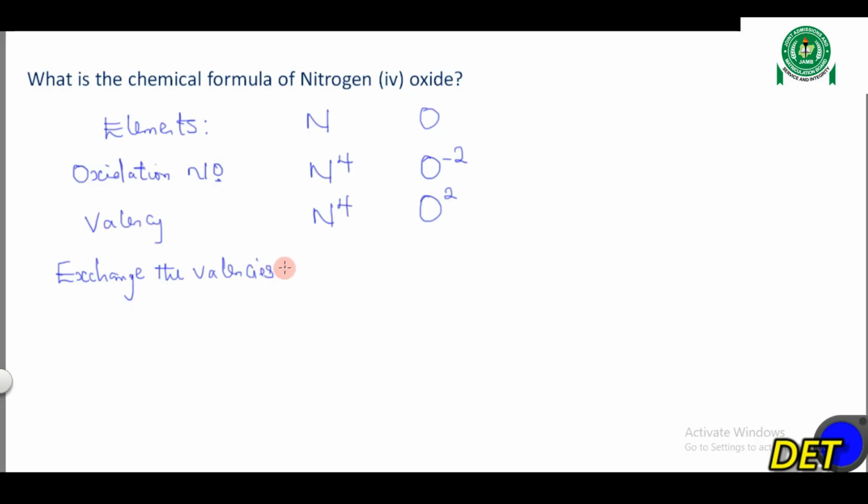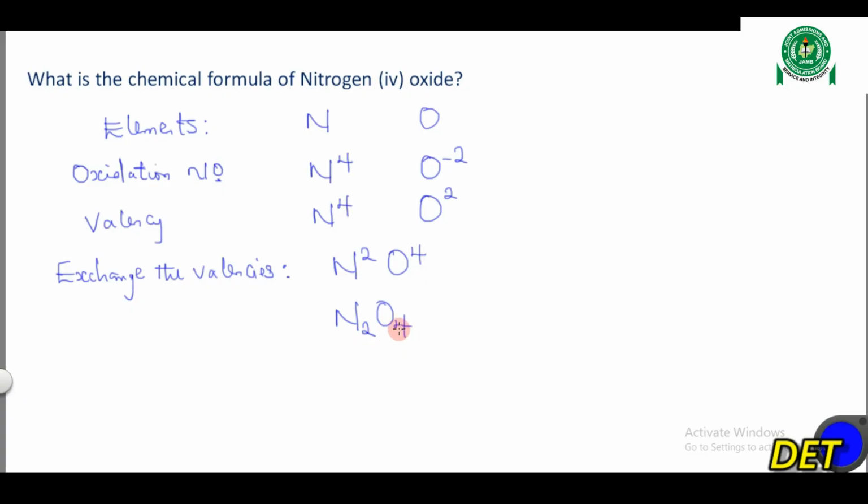Exchange the valencies. So what that means is that 2 will come and meet nitrogen and 4 will go and meet oxygen. So what I now have is N2O4, right? So with that, I've exchanged the valencies. Then the next thing is to write the superscript down. So that will be N2O4. But you cannot leave your answer like this, because 2 is a multiple of 4.